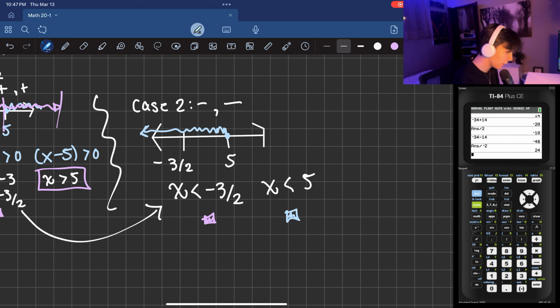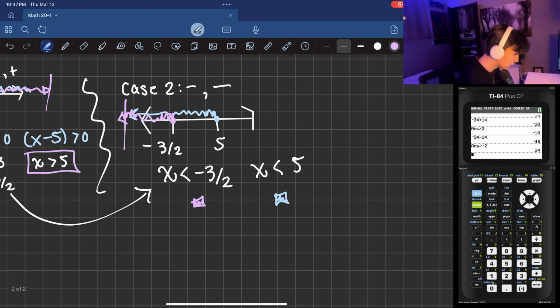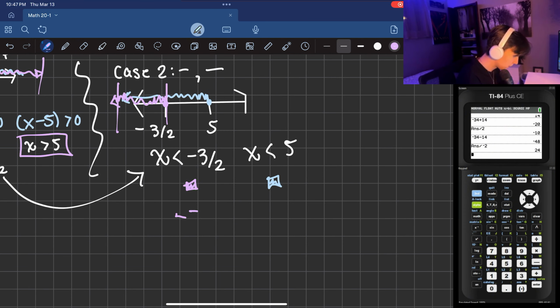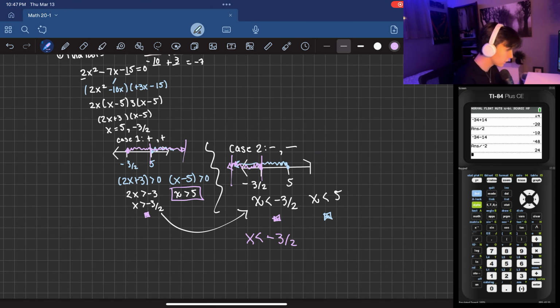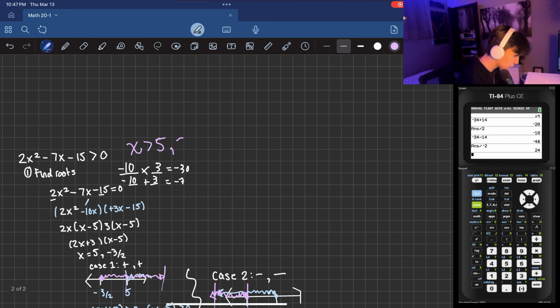Then we have where x is less than -3/2, so our purple is going to be pointing towards the left. So now we have an overlap in the section where x is less than -3/2. So this is going to be our second solution.